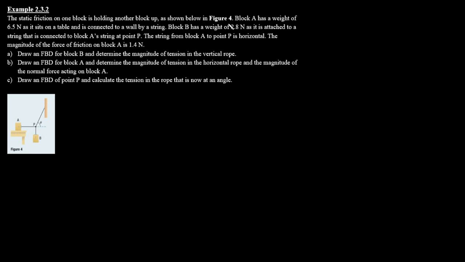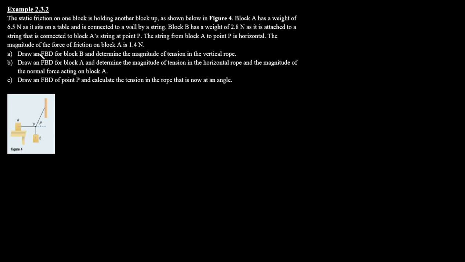Block A has a weight of 6.5 newtons and sits on a table and is connected to a wall by a string. Block B has a weight of 2.8 newtons and is attached to the string that is connected to block A's string at point P. The string from block A to point P is horizontal. The magnitude of force of friction on block A is 1.4 newtons.